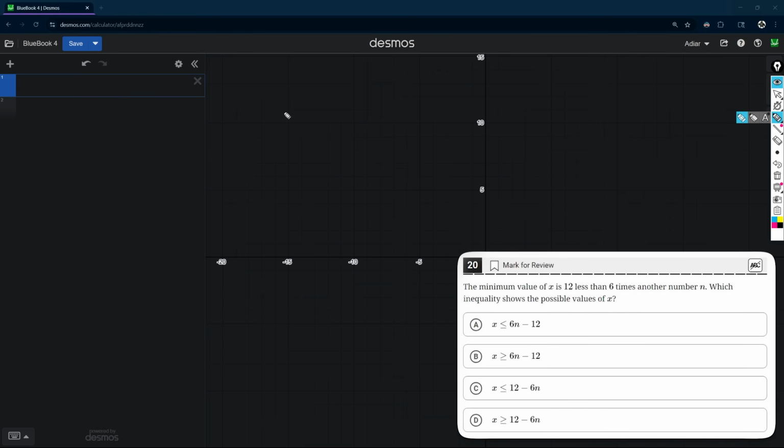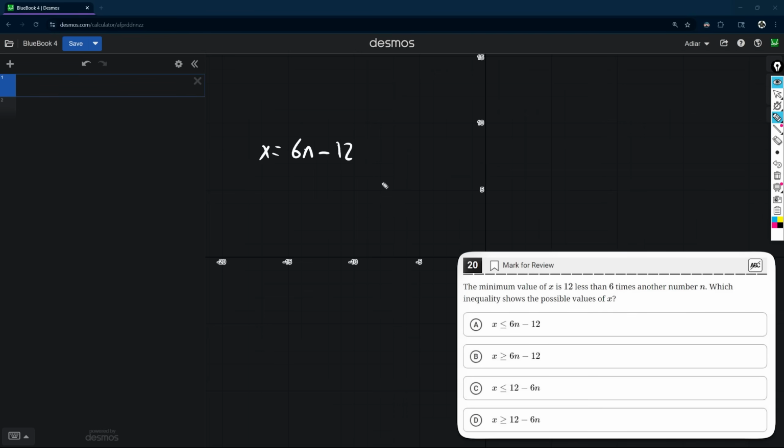What I want to do is think of it not as an inequality just yet, but what if they're just equal? So I can go x equals 12 less than 6 times another n. When they say 12 less than a certain number, I always put that at the end, because 12 less than just means whatever it's less than and then minus 12. So I'm going to do 6 times n minus 12. And that's the best way to represent 12 less than 6 times n. So we know we're dealing with the format 6n minus 12, which is going to be either A or B. It's just which way the inequality is facing. Well, we're told the minimum value of x is 6n minus 12.